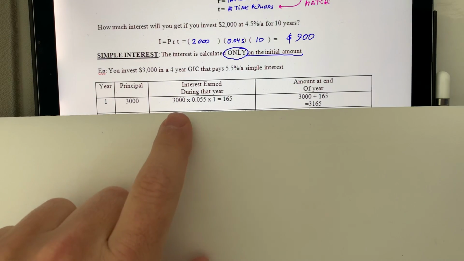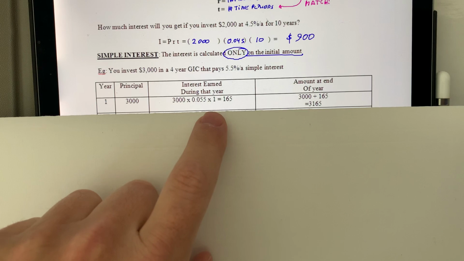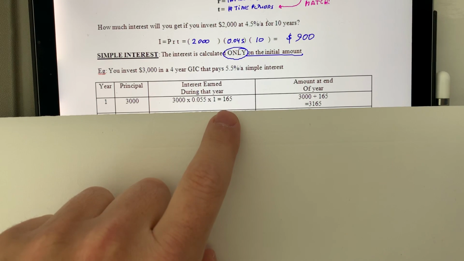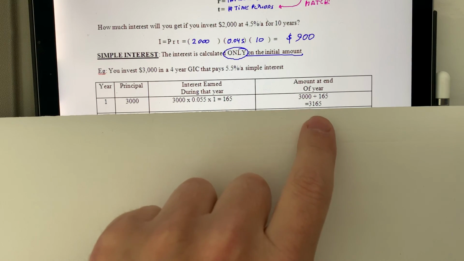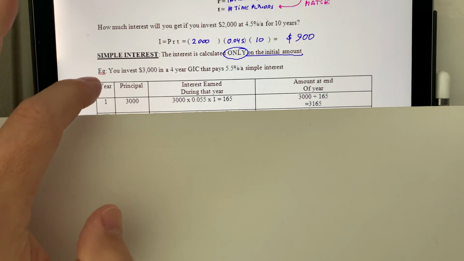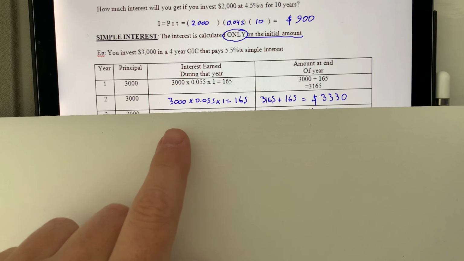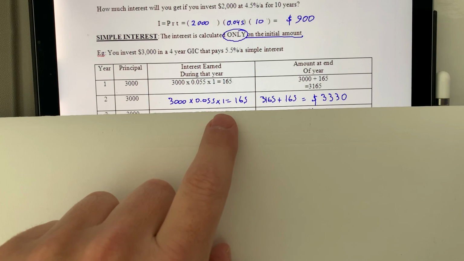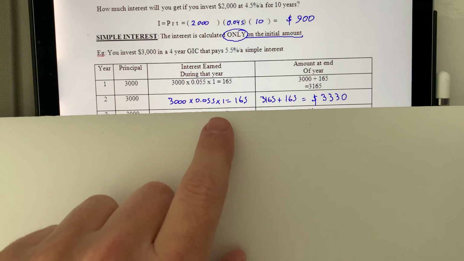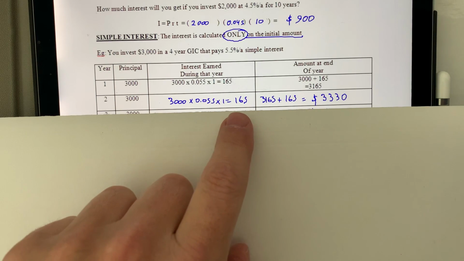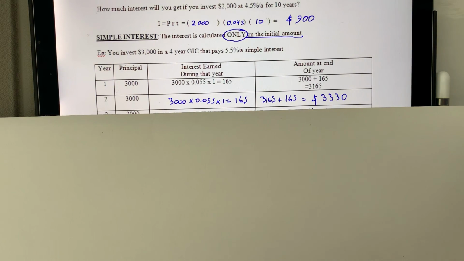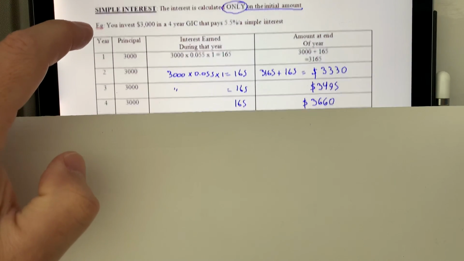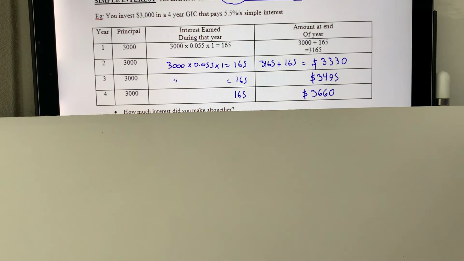Okay. 3,000 times 0.055 times 1, because only 1 year has gone by, that's 165. So therefore, we get altogether 3,165. That makes sense. In year number 2, the calculation is the same, because it's 3,000 times 0.055 times 1, because it's 1 extra year that it's there. Even though it's the second year, it's there for 1 year, so they pay us 165. So basically every year they pay us 165, 165, 165. So we don't have to repeat it. We just know it's going to be 165 every time.